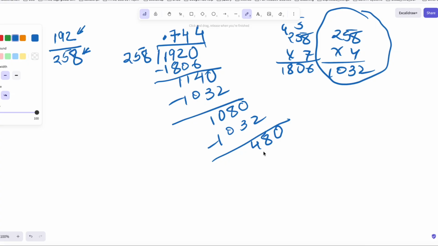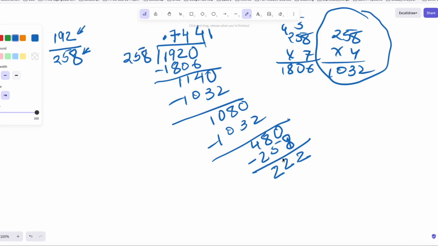But how many times? Can 258 go into 480 twice? No. If you do 258 times 2, that'll give you 516. That'll be more than 480. So you can't use 258 times 2. So the number that you use to multiply 258 with is 1. That gives you 258. 258 basically goes only once into 480 without overpassing it. So what do you get here? You do this subtraction, and you get 222. That's your result from the subtraction.